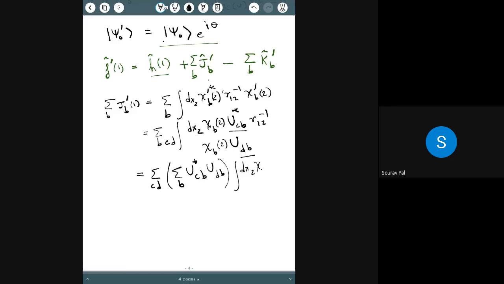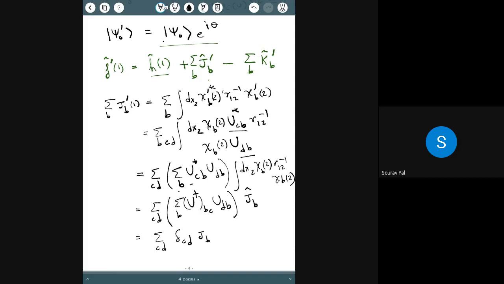Okay. And this is okay. Write it out explicitly. This is the BC element of U dagger. And this is my old Coulomb operator, right? For C, D, and this is now delta CD, because this is a unitary matrix.